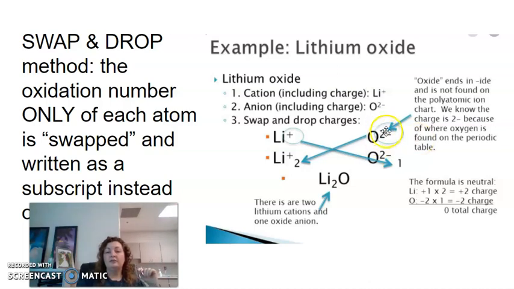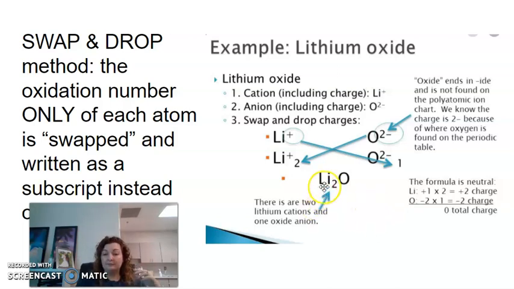You're going to take the 2 for the oxygen and swap it and put it on the bottom, on the subscript for lithium. So it wasn't a superscript for oxygen. You're going to swap it to that lithium and put it down as a subscript. You're going to do the same thing for the lithium. The plus is really 1, right? So you're going to take that 1 and swap it to oxygen and drop it down from superscript to subscript. That's why we call it a swap and drop. So you swap the oxidation numbers with the other element and then you drop them from a superscript to a subscript. And then that's your answer.